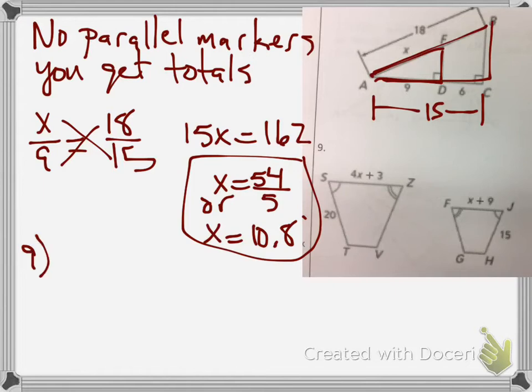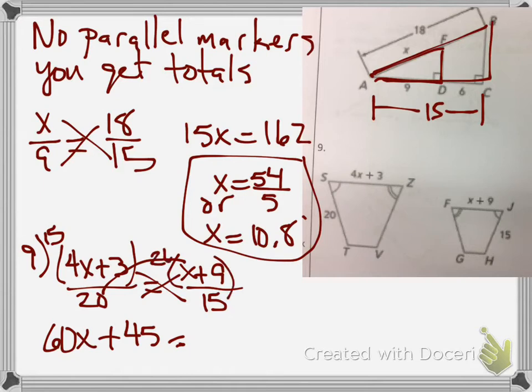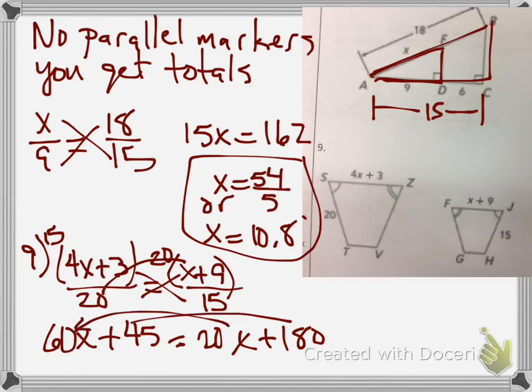Okay, number 9 is pretty easy. You can say, all right, 4x plus 3 over 20 is equal to x plus 9 over 15. And then again, cross multiply. And here's another one of those variables to the left, numbers to the right. 15 times 4x, so you got to do this. That would be 60x plus 45 equals, and then this one would be 20 times all of that. So that gives me 20x plus 180. Variables to the left, numbers to the right, minus 20x, which would give me 40x, and then minus 45, which would give me 135.